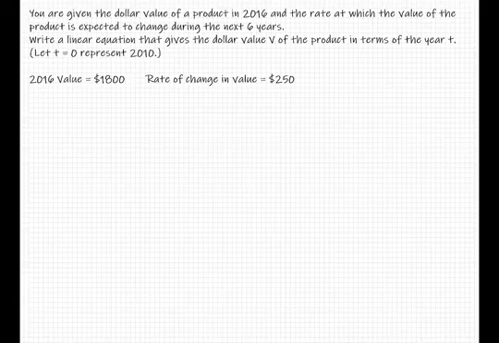Okay, here we are given the dollar value of some products in the year 2016, and also we're given the rate at which the value of the product is expected to change during the next 6 years. Write a linear equation that gives the dollar value V of the product in terms of the year T, and we'll let T equal 0 correspond to the year 2010.